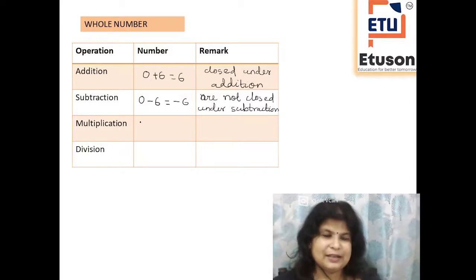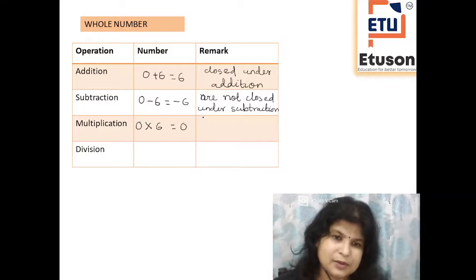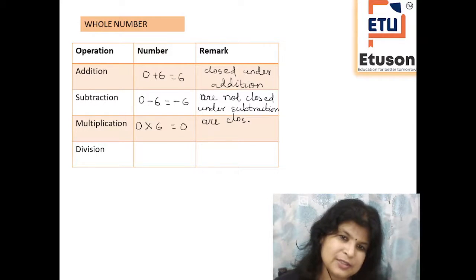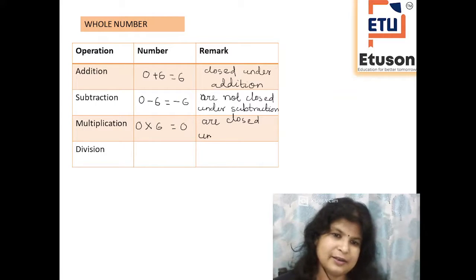Correct? Now suppose 0 into 6. What's the value? It's 0. 0 is a whole number, right? So whole numbers are closed under multiplication.